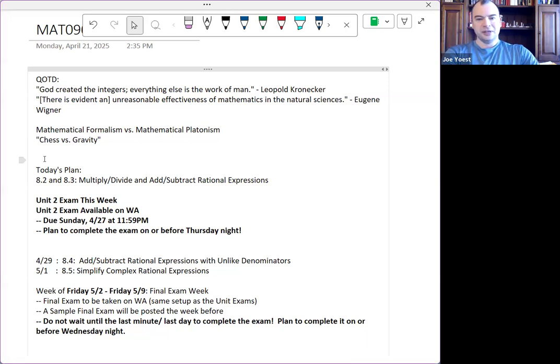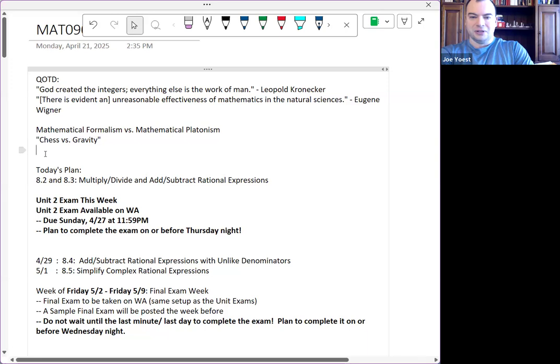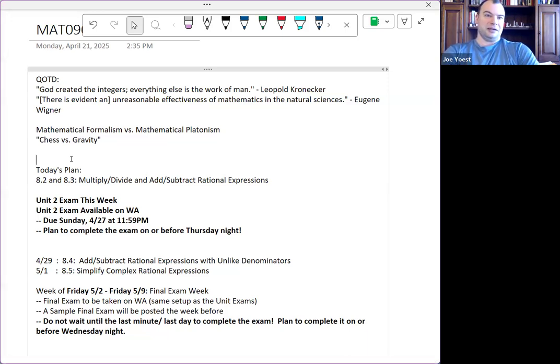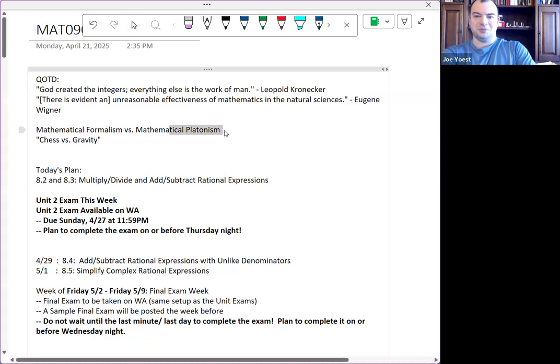Which side of the coin does math fall on? Is math discovered or invented? I'm pretty firmly on the mathematical formalism side. I think that it's in essence completely a human invention, made because it's very useful in understanding the world around us. But there are a lot of people much smarter than me that fall on the side of mathematical Platonism. So I don't think it's a solved problem at all.